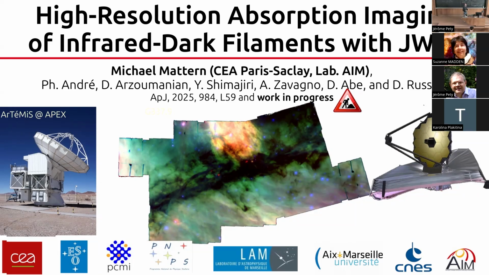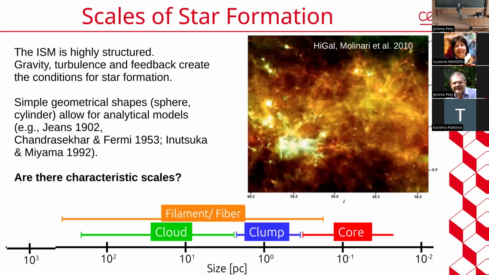I will talk again about the ISM and structure in the ISM. Just looking at these nice Herschel maps, we see there's a lot of structures in there. There's a lot going on. And all of this is shaped by gravity, turbulence, and feedback from ongoing star formation. What is then typically done is assuming some simple geometries like spheres or cylinders to get the idea of how we can describe this in an analytical way.